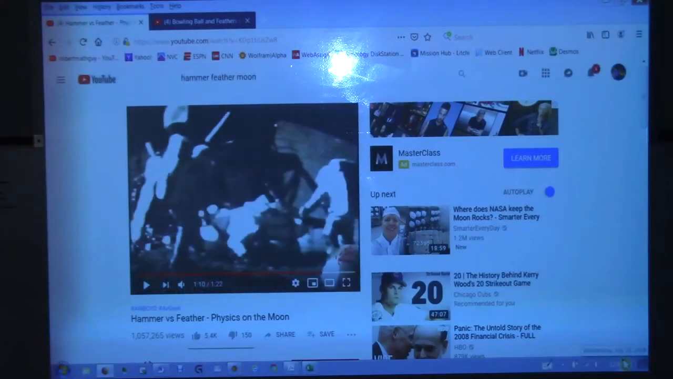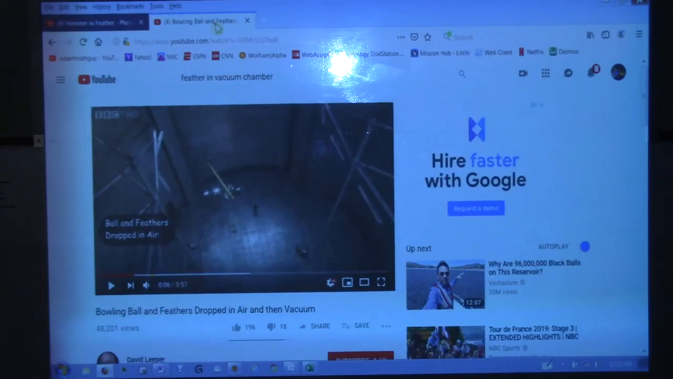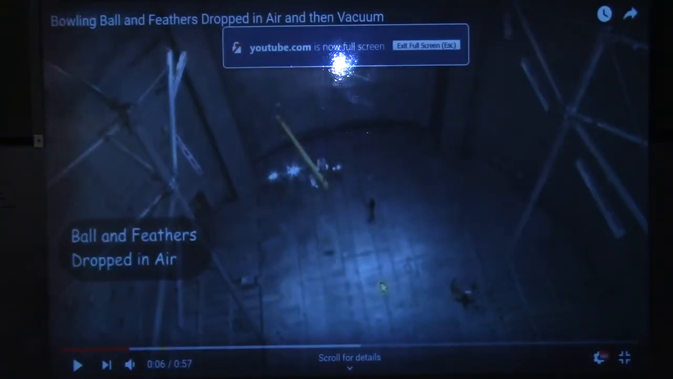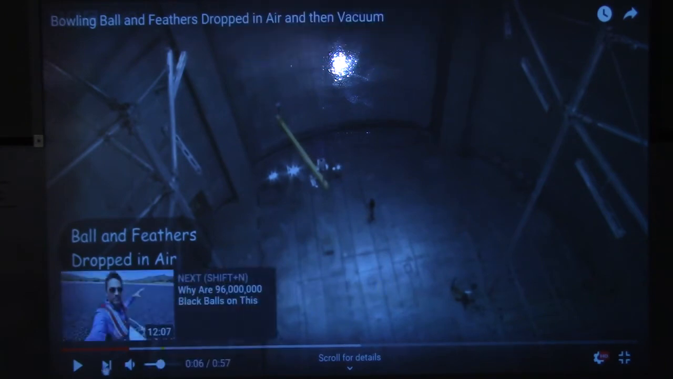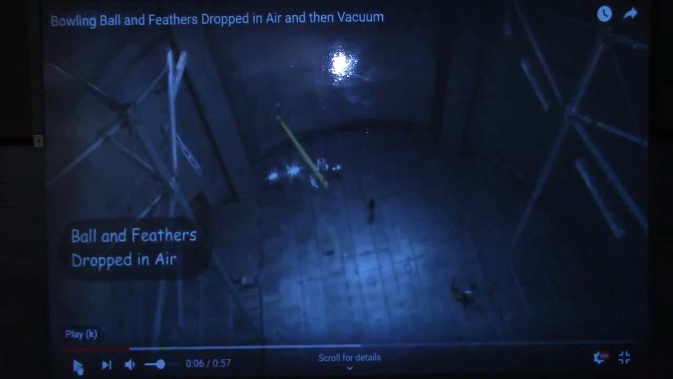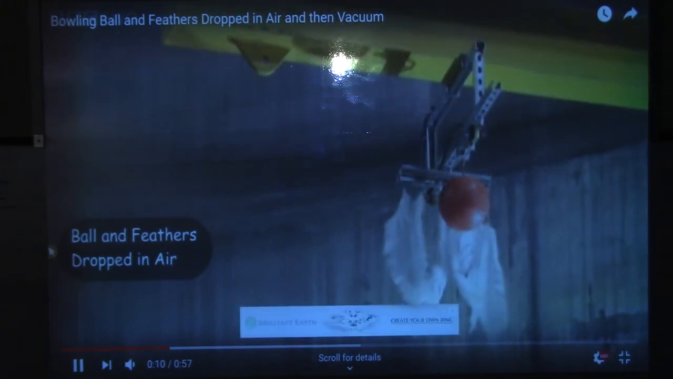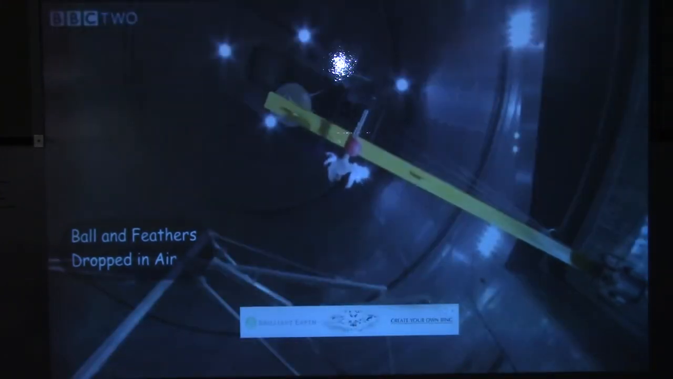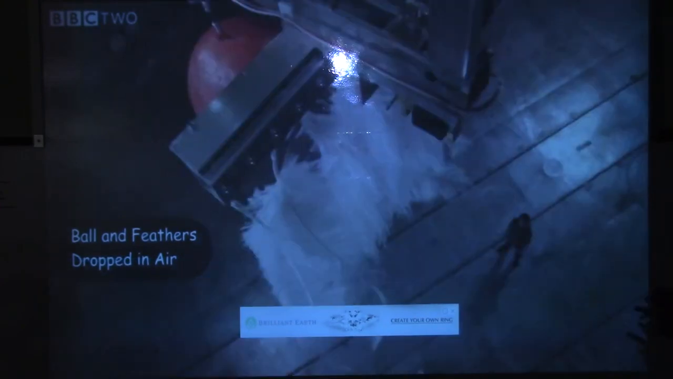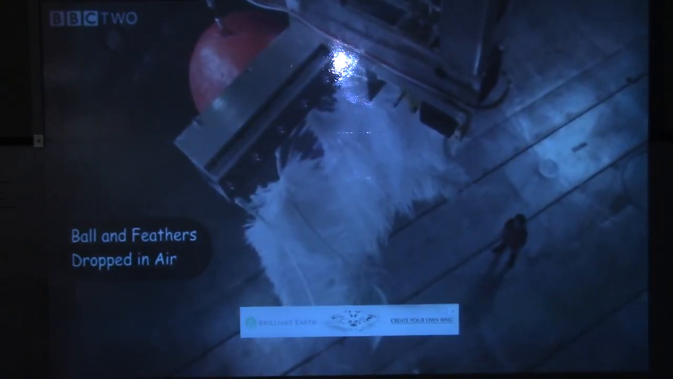So if you don't like that video, I have another one here. This is an actual vacuum chamber that was built. I'm not sure where it is, but they have a bowling ball and a feather. I have not watched this video. More than one feather. So here we go. We've got a bowling ball and a bunch of feathers. They're going to take them up on a crane. This is a vacuum chamber, so they pumped all the air out of this big chamber.